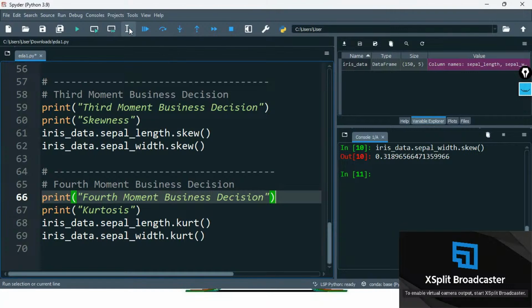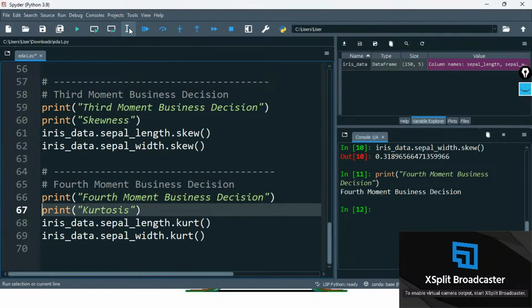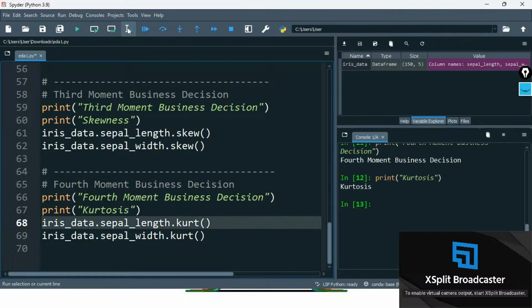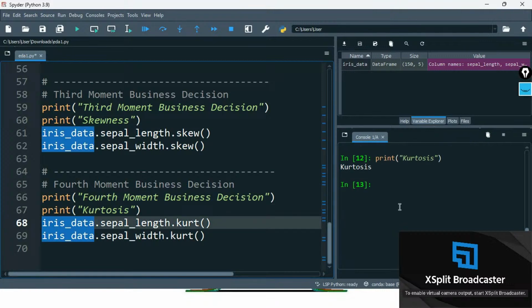Now let us calculate the fourth moment business decision. For that, I am going to use a function called kurt. I am printing the fourth moment business decision to the console. Yes, positive. Then printing kurtosis to the console. Now I am calculating kurtosis for the sepal length column. What is the syntax? Data frame dot column name dot kurt function.